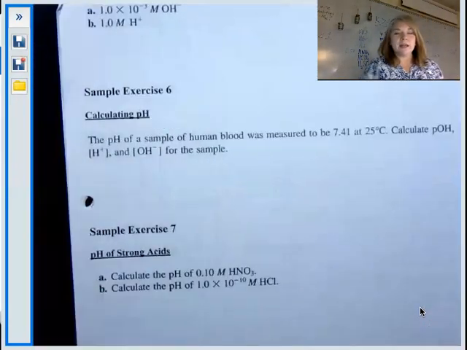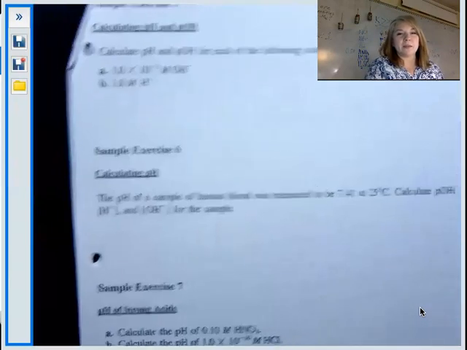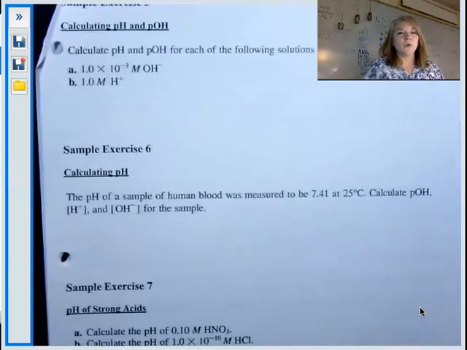Okay, so today in your practice work, you're going to be calculating pH and pOH for weak and strong acids, I think. I think we're going to get to that point. All right, so we're going to start with strong stuff, though.